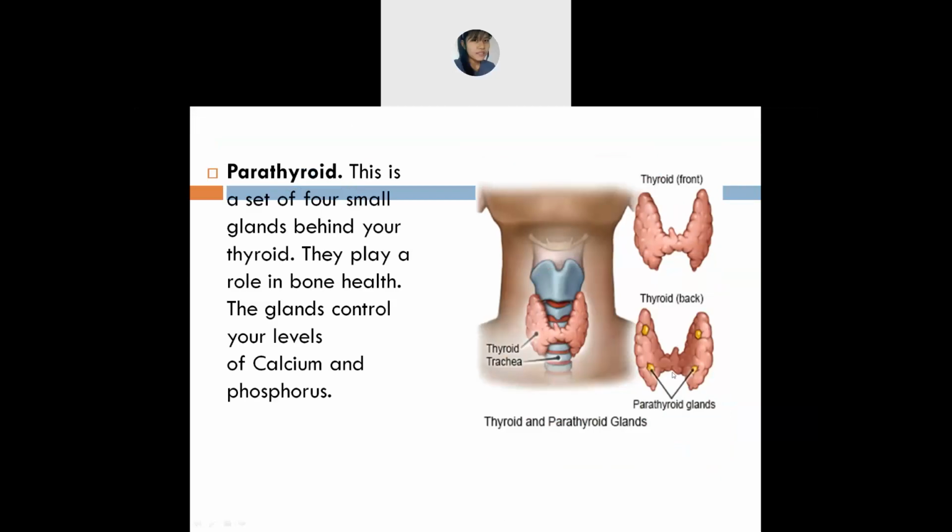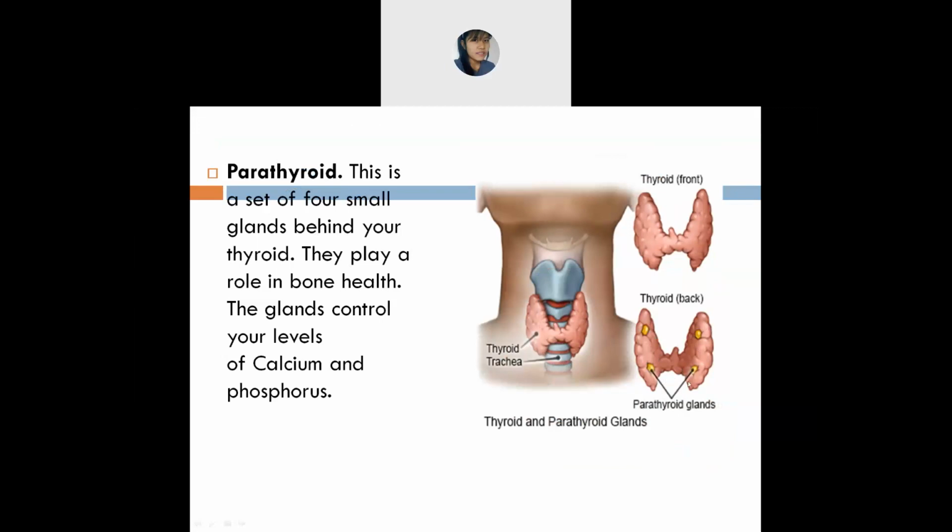Next is the parathyroid gland. Parathyroid gland you will find at the back. Means this is your thyroid gland front view, and parathyroid you will find at the back, the posterior side you can say. Now let's see. This parathyroid gland, what will they do? They are a set of 4 small glands behind your thyroid. This yellow color, can you see? Yes, ma'am. So you will find 4: 1, 2, 3, 4. They are very small. At the back of your thyroid, you will find parathyroid, consisting of 4.